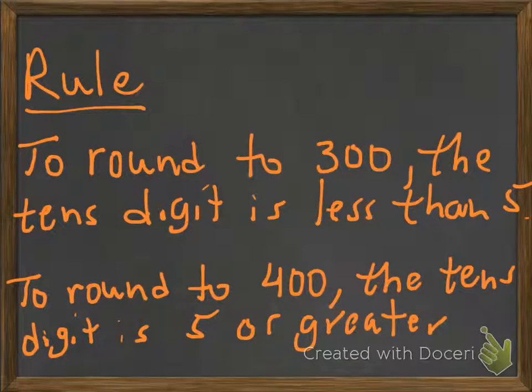Alright, so the rule is to round to 300, the tens digit is less than 5. To round up to 400, the tens digit is 5 or greater. It can be greater or the same as. And that's how you round.